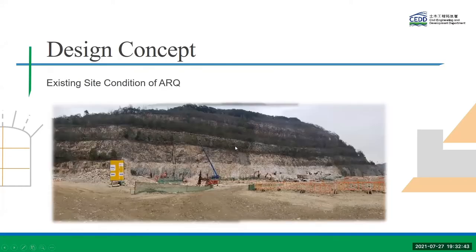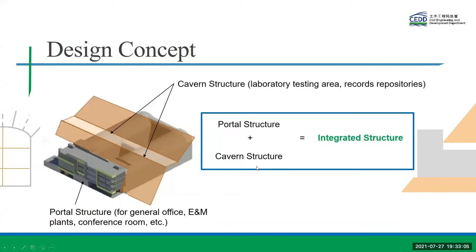This slide shows a site photo of the existing quarry slope. The tentative location is overlapped on the photo to give you an idea of the layout. Under the feasibility study, four caverns will be provided, of which two will be for the PWCL and the other two will be for the archive centers. We will adopt a hybrid structural form, which consists of the portal structure and the cavern structure. These two parts of structure will be fully integrated.